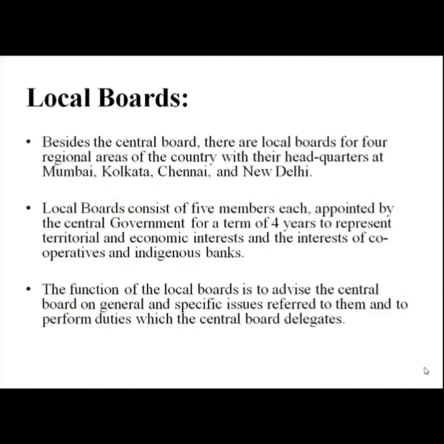Next, we see the composition and domain of local boards. In all, there are 4 local boards, and their headquarters are located in 4 different zones: Mumbai for Central Zone, Kolkata for West Zone, Chennai for South Zone, and New Delhi for North Zone. These local boards consist of 5 members each that are appointed by the central government for a term of 4 years to represent territorial and economic interests and the interests of cooperatives and indigenous banks. These regional local boards are meant to advise the central board on general and specific issues referred to them and to perform duties which the central board delegates to them.